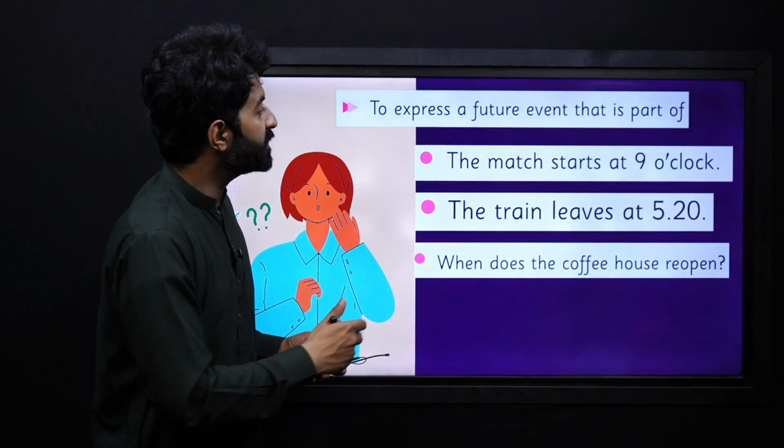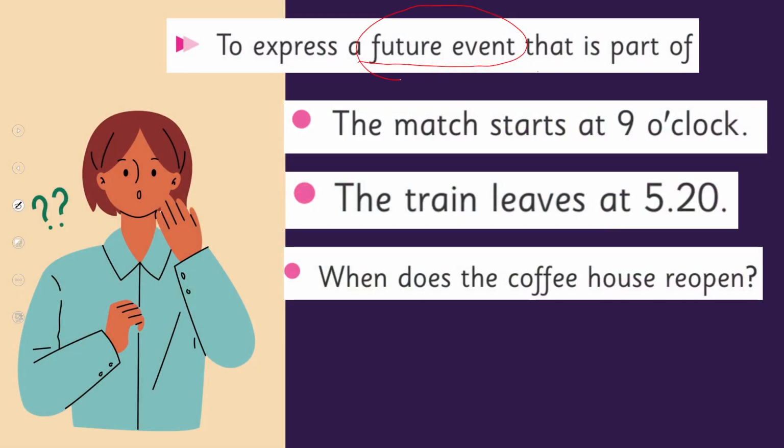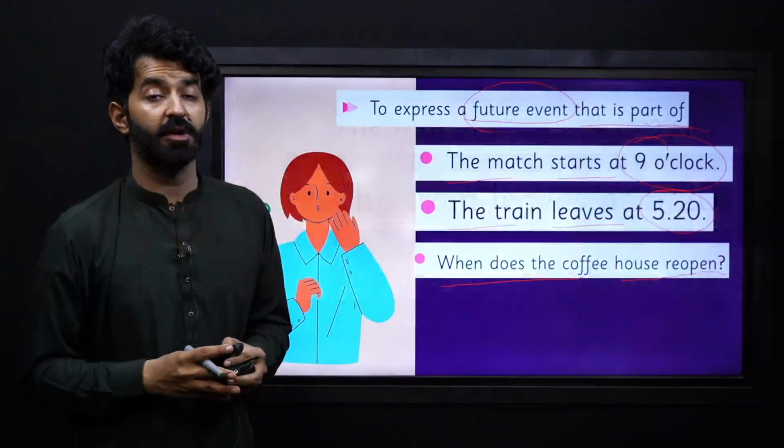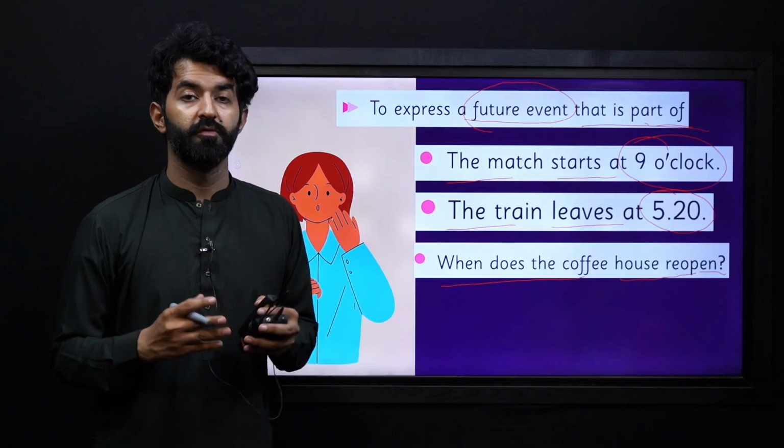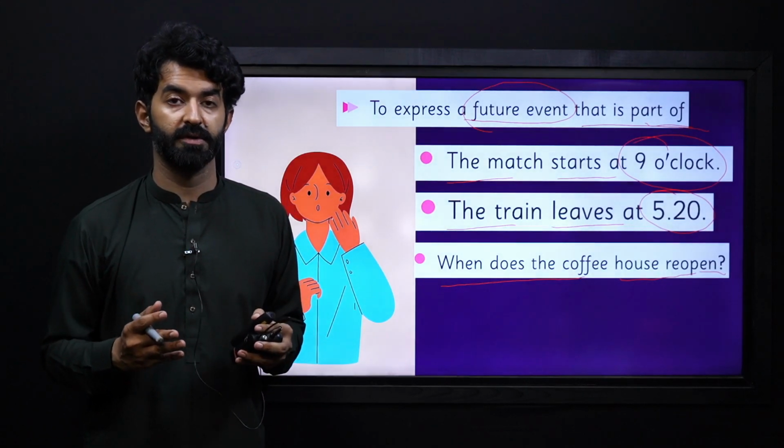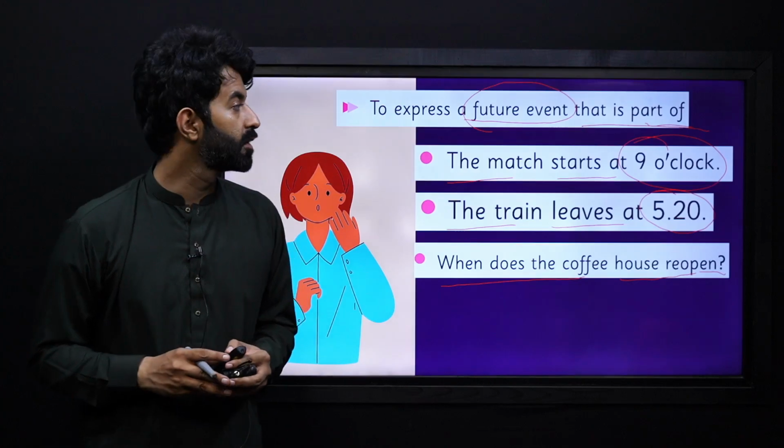Now to express a future event that is part of a schedule: the match starts at 9 o'clock. The train leaves at 5:20. When does the coffee house reopen? So even to express future events, we use our simple present tense, or present simple tense.